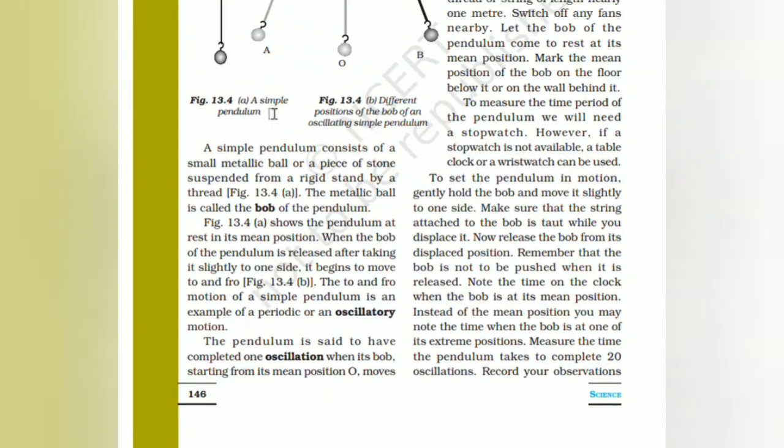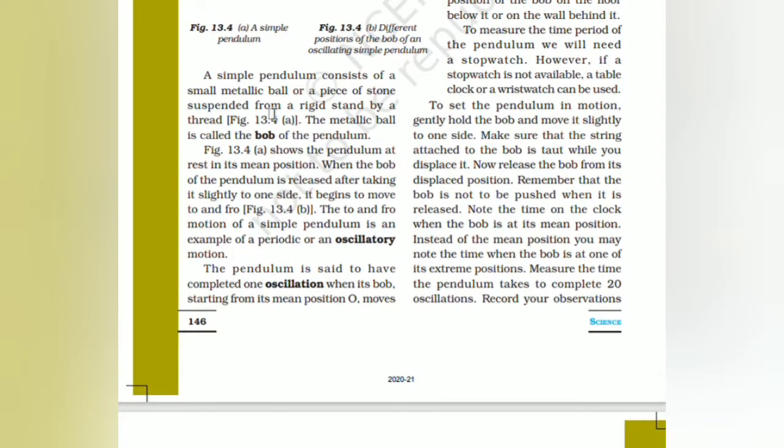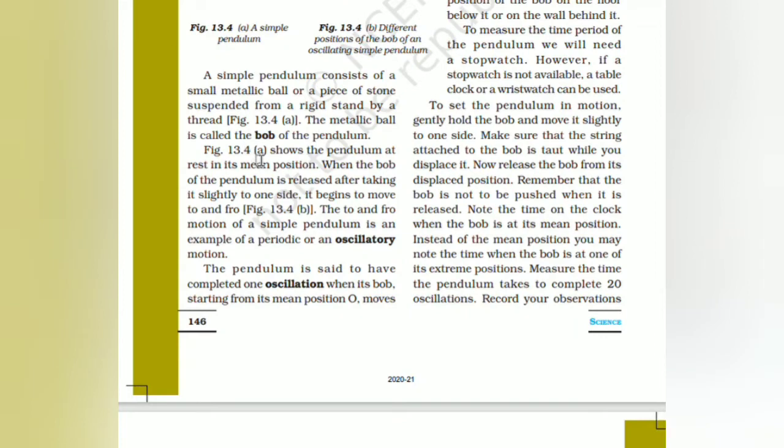A simple pendulum, see this picture. It consists of a small metallic ball or a piece of stone that is suspended from a rigid stand by a thread. This metallic ball is called the bob of the pendulum. The figure shows the pendulum at rest in its mean position. So when it is starting, it is at rest.